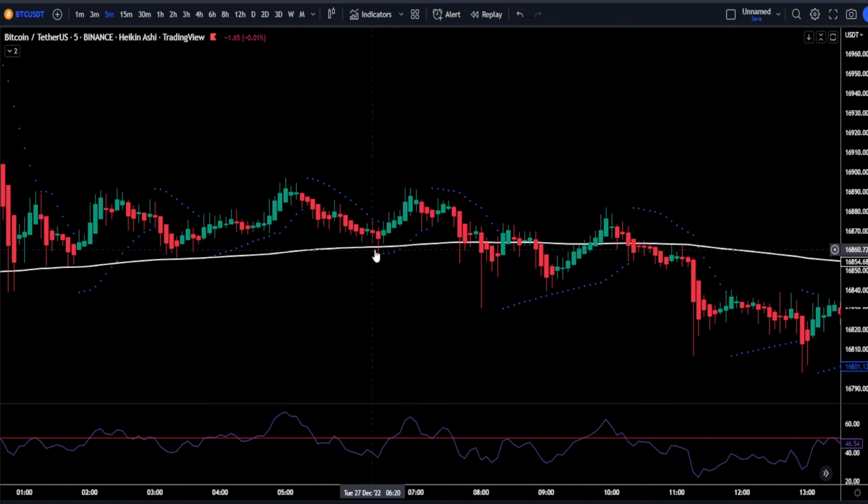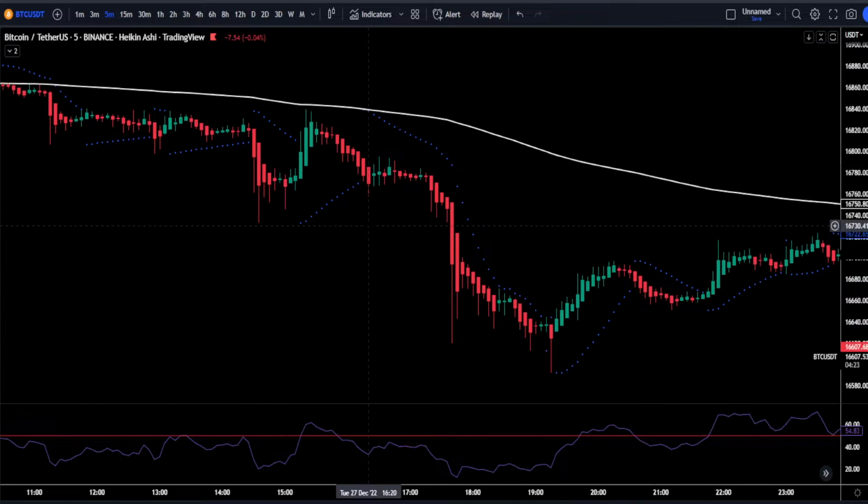So as an example right here, we see that the price action is positioned above our moving average. We did get our buy signal from the parabolic SAR, but taking a look at our RSI, the line is positioned below our 50 baseline. So we would not take this long position right here, as we do not have our confirmation from our RSI.